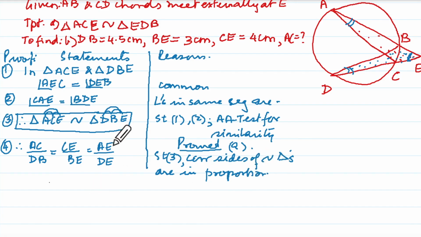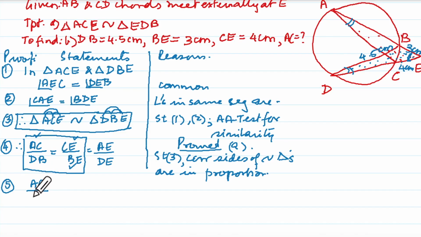Now they are asking you to find AC. So AC and DB. Let us write DB 4.5. This is 4.5 centimeter. BE is 3 centimeter. CE is 4 centimeter. And so CE and BE, can you see that? So you have to take these and put a box around this. And then fifth one, if you put a box around this, no need to copy this ratio down. Then you will just substitute.